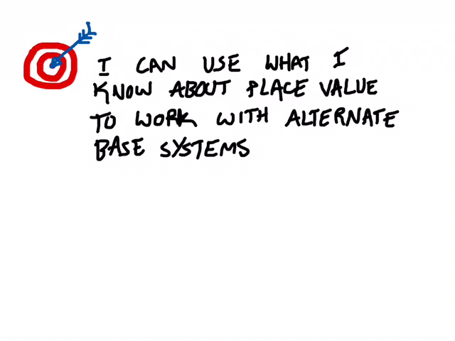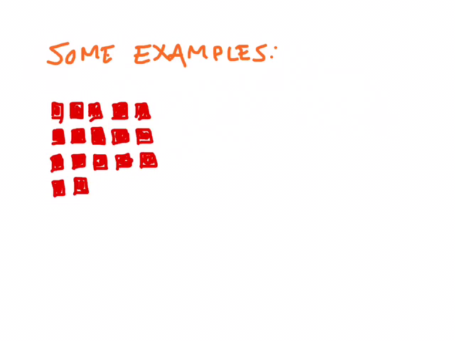That said, every single system works in kind of the same way, so we can use what we know about our base 10 system to help us understand alternative base systems. So that's the goal for today. We want you to be able to use what you know about place value and apply it to different base systems. Let's start by doing some examples.